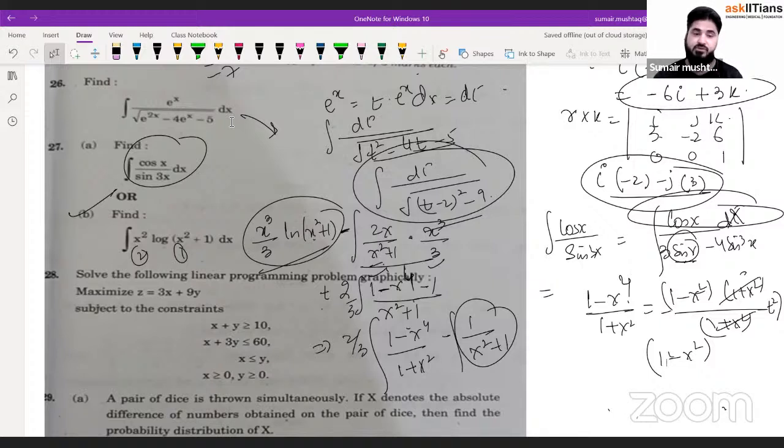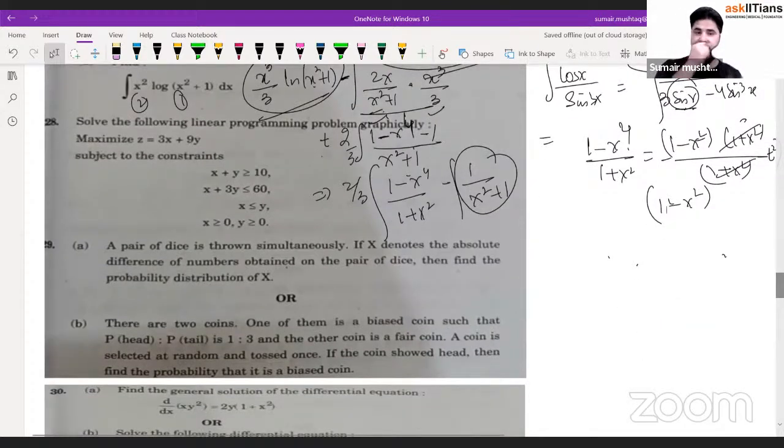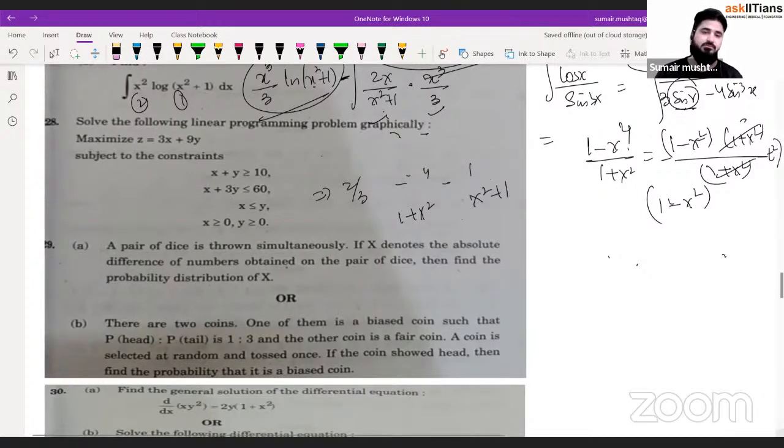Now let's move to the next question. This is the maximization problem. Maximize. I need the graph of this function. See, you can easily do this. I think there is no need for me to show this question. Still, I will give this thing. Let us suppose this is your graph.